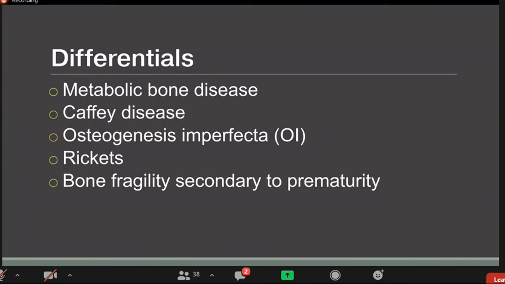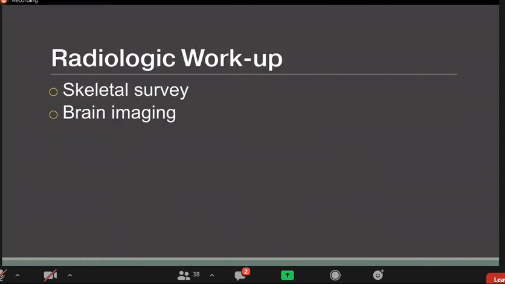Not all multiple fractures would be abuse. Some would be metabolic bone disease, Caffey disease, osteogenesis imperfecta, rickets, or bone fragility secondary to prematurity. Basically, all of these disease conditions cause the bone to be weakened and more susceptible to fracture. For these patients, radiologic workup would include a skeletal survey as well as brain imaging if indicated.